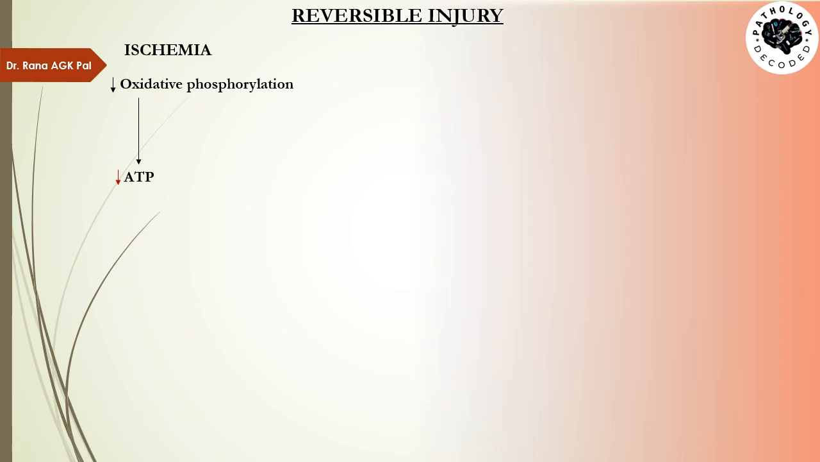So in the absence of oxygen, decreased oxidative phosphorylation will turn the aerobic respiration into anaerobic respiration, and this decrease in the ATP will affect one very important thing, and that is the sodium pump. The sodium pump which is present in the cell membrane. The effect on this sodium pump is responsible for all the changes which we see in the reversible injury.